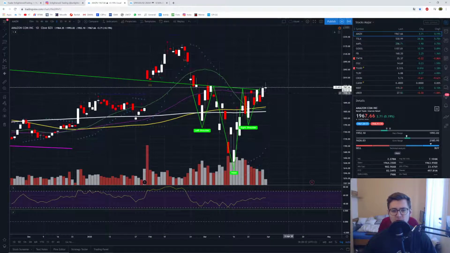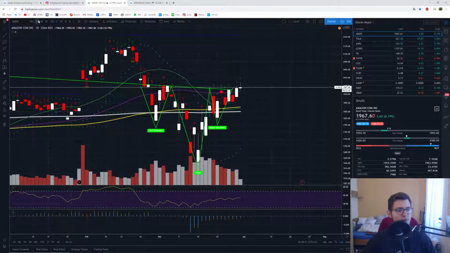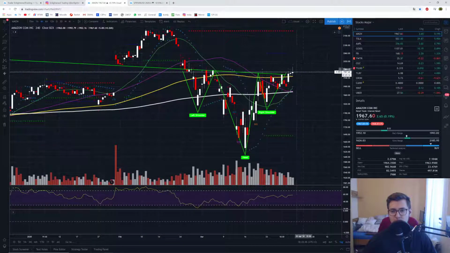So Amazon breaking above the level 2 key resistance. You can see we had this consolidation here over multiple days, and we now broke it, I think yesterday actually.